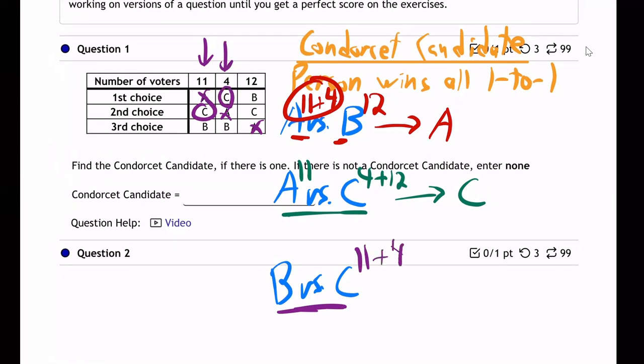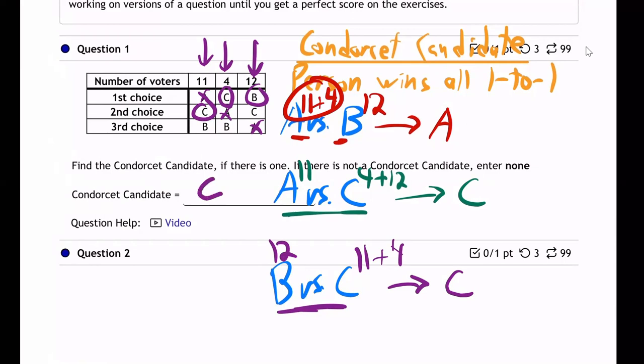I'll do the last one as a formality. These 12 people would like B, but C won, huh? 15 votes there to 12. So notice C won both his 1-to-1 matchups. He's the Condorcet candidate. That's what it means. The answer to this question is C.